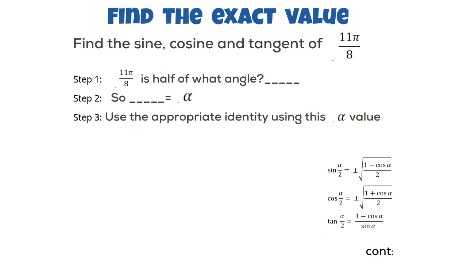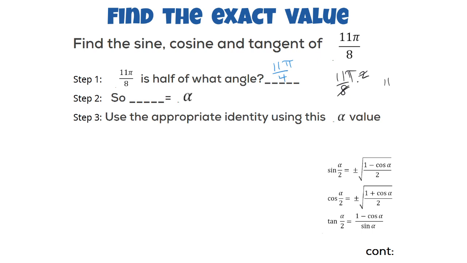All right, so let's do one here. We're going to find the sine, the cosine, and the tangent of 11 pi over 8. So the first thing is you have to figure out, well, what is that half of? To do that, you just double it to see what it would be half of. If you double 11 pi over 8, the 2 and the 8 would reduce, so it is half of 11 pi over 4.